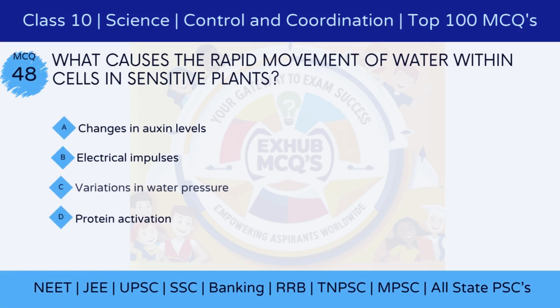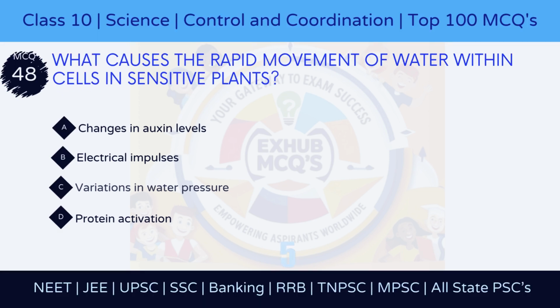MCQ 48. What causes the rapid movement of water within cells in sensitive plants? Option A, changes in auxin levels. Option B, electrical impulses. Option C, variations in water pressure. Option D, protein activation.